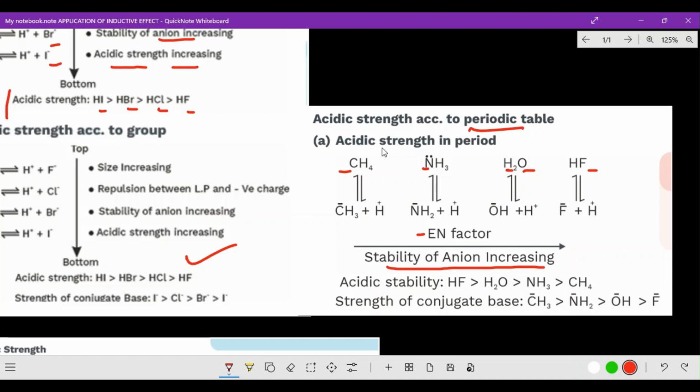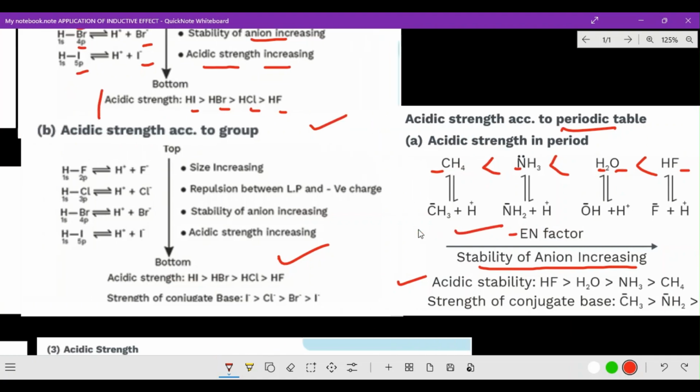So I hope you got the clarity about acidic strength in the group and acidic strength in the period. Acidic strength in the periods is just the opposite of the groups. I hope this is based on electronegativity. The main thing, the master factor for this, is electronegativity.